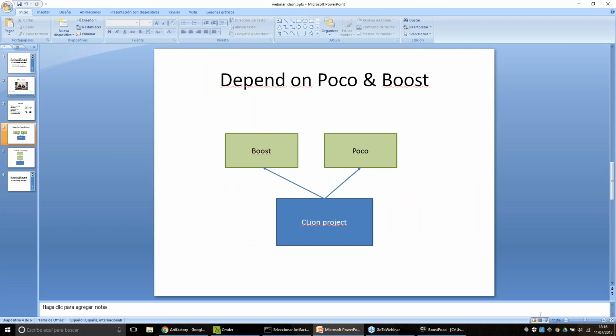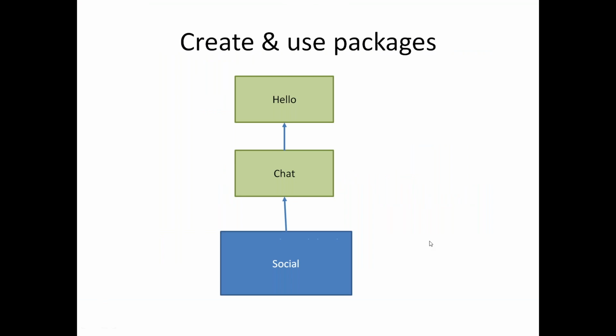Okay, so what I'm going to run now is this small example application. So I'm going to build this. The hello will be a library that just outputs in the standard output a hello world message. It will be a package. Then I will have another package that is going to be called the chat package, that is also a library that depends on the hello library and also adds some functionality. And itself is also a package.